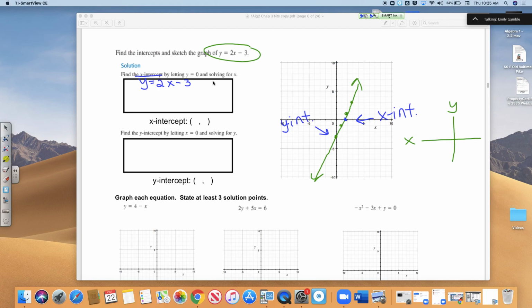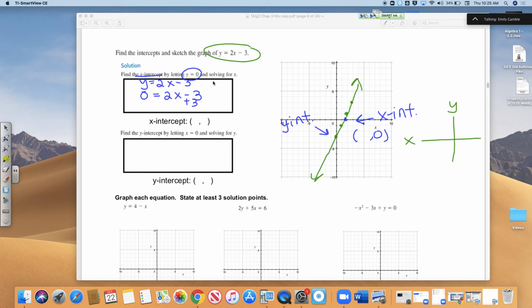So what we're going to do is replace 0 in for y. And the reason we're doing that is because I know that whatever this point is, it's going to be whatever number it is, comma 0, because the x-intercept is going to have 0 in for y. Now I'm going to solve this equation for x to see what number this is going to be.